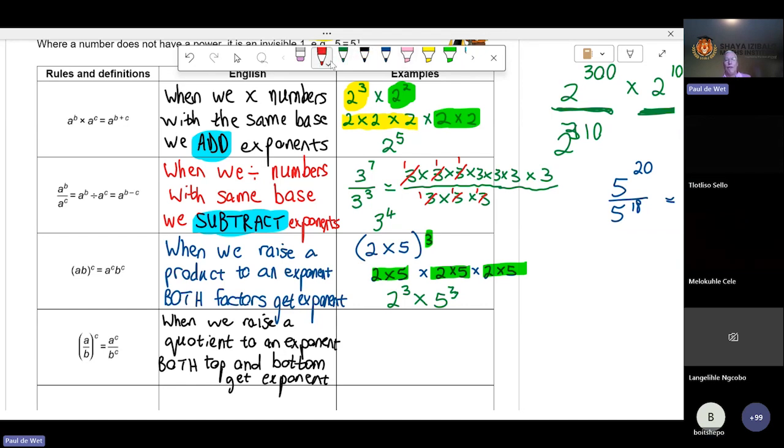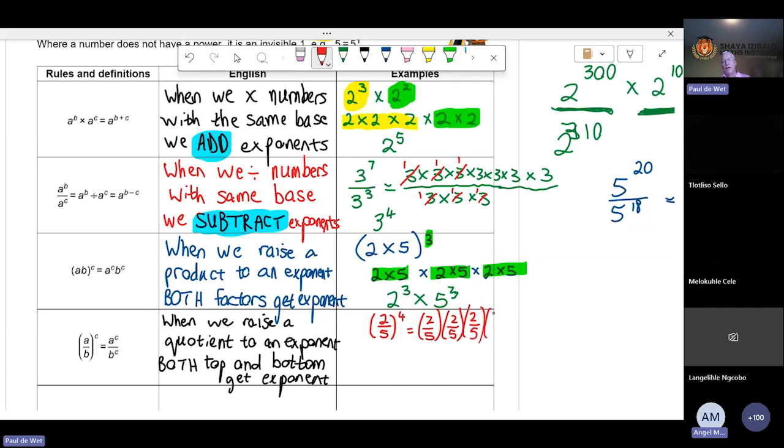Again, we can show this with numbers. We can show that it makes sense. Have a look. If we've got 2 over 5 and we raise that to the power of 4, what does it mean to raise something to the power of 4? It means to multiply it by itself 4 times.